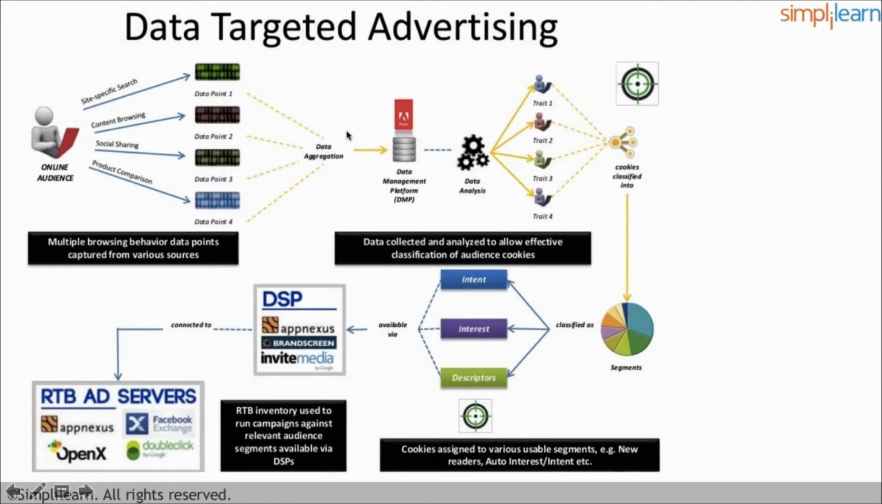That all gets aggregated and stored into a platform called a DMP, a Data Management Platform. This is a sort of server where the entire data is getting stored. This entire data gets analyzed, and on the basis of various different traits already created in the data management platform, the data is segregated into various different sections. So you've got different audience pools, let's say pool 1, pool 2, pool 3 and pool 4.